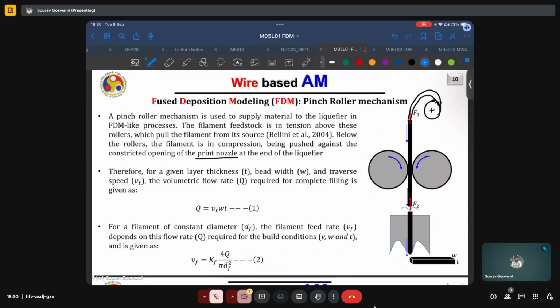Second, inside the liquefier, the filament material would already have been liquefied and will be available in a liquid state. And typically, there is a volume expansion associated with melting. So, the material inside is already expanded, and then we are feeding more wire into it. So, it will be compressed.